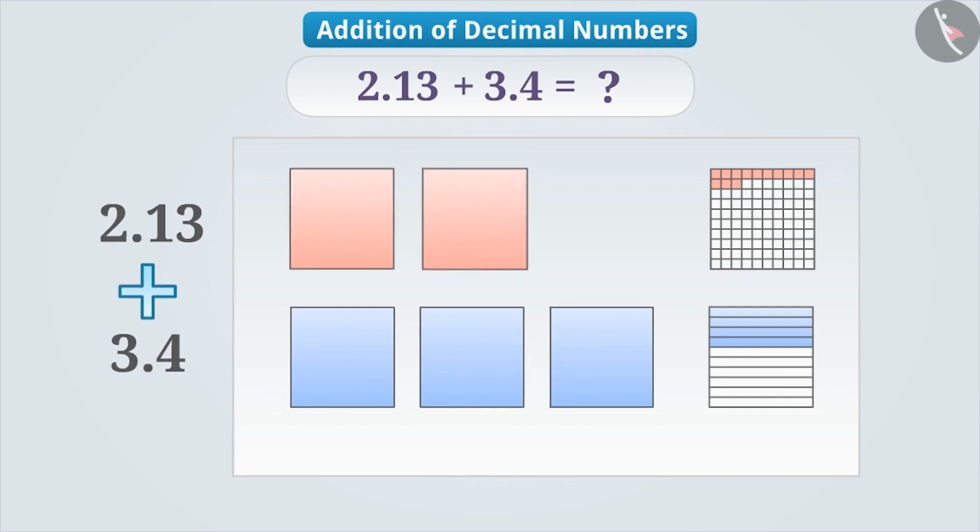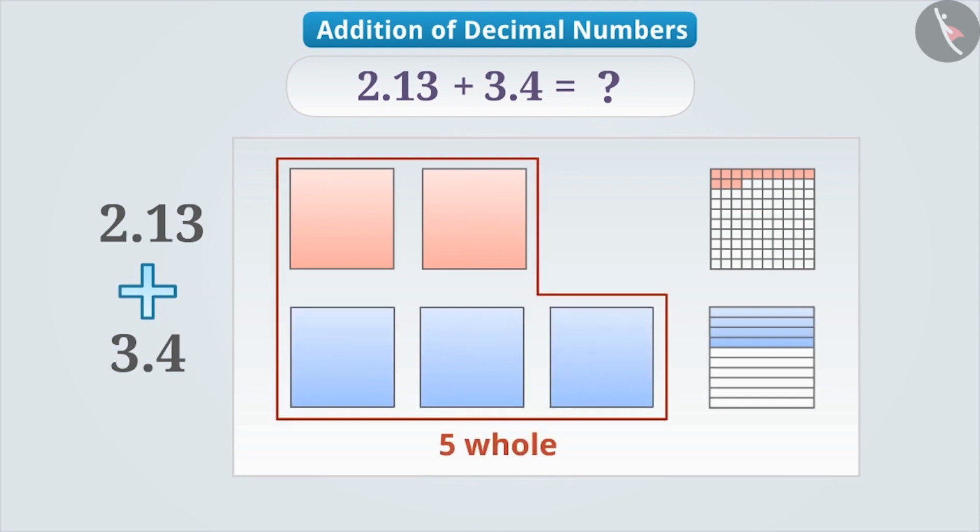As you can see, there are 2 wholes and 3 wholes. Therefore, we can say that there are 5 wholes in total. Now let's add 13 hundredths and 4 tenths. Can you tell me how to do this? Think for a while.